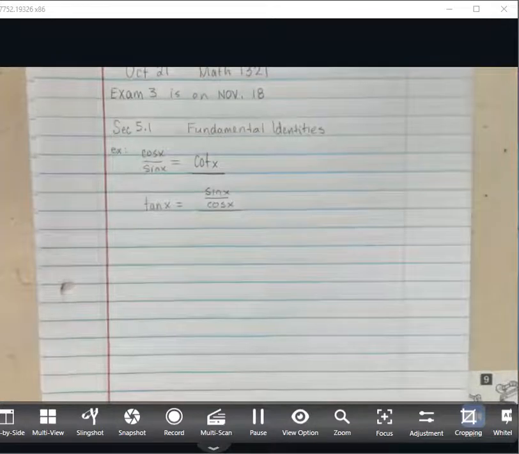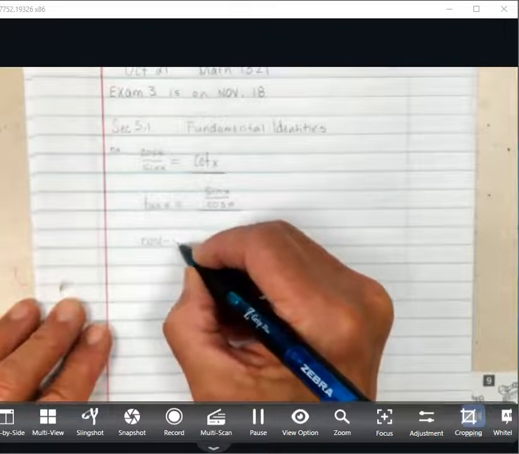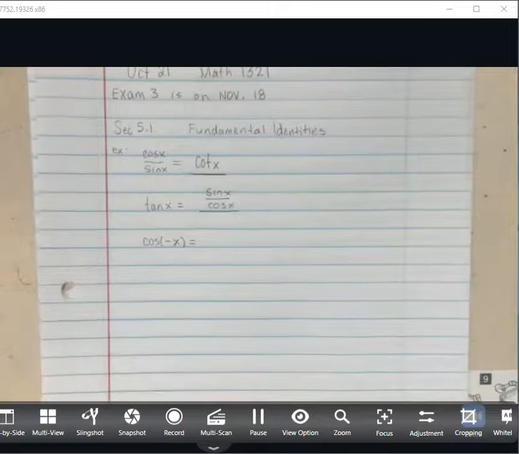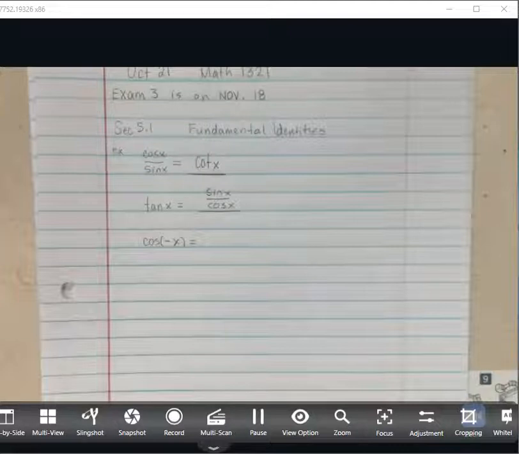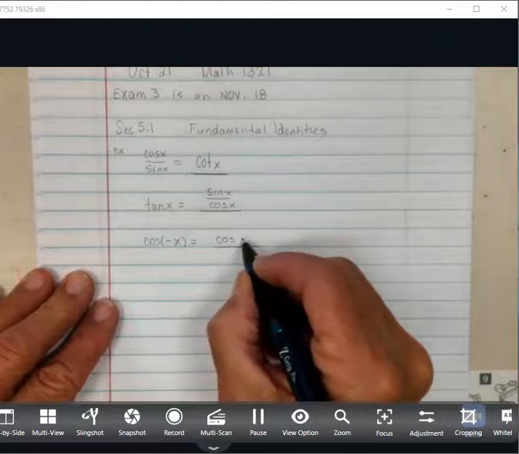Good. What do you know about the cosine of minus x? Your choices are either it's the same as minus cosine of x or positive cosine of x. So think about how the cosine, say, of negative pi over 4 compares to the cosine of pi over 4. They're the same. Cosine is an even function. This is the even function identity. The cosine of minus x is the same as the cosine of x.